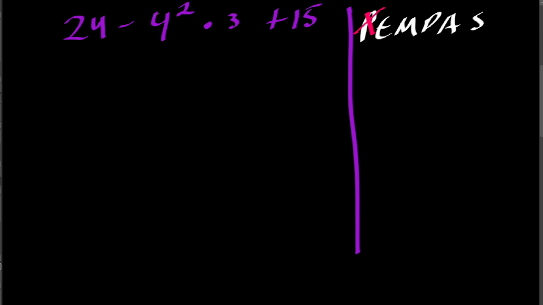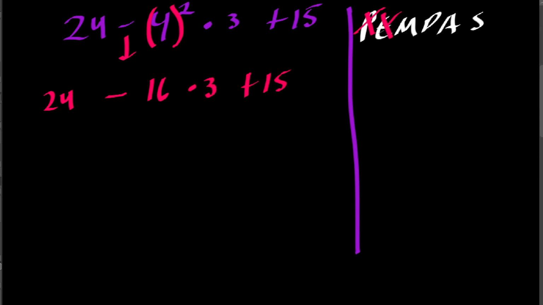Now, here's what you have to watch out for on this. Act like this 4 is in parentheses. This minus sign doesn't have anything to do with that exponent 2. So this is just 4 squared, so this minus sign is going to come down. So 24 comes down, minus 4 squared is 16 times 3 plus 15. Now we've handled the exponent, so let's go to the multiplying and dividing.